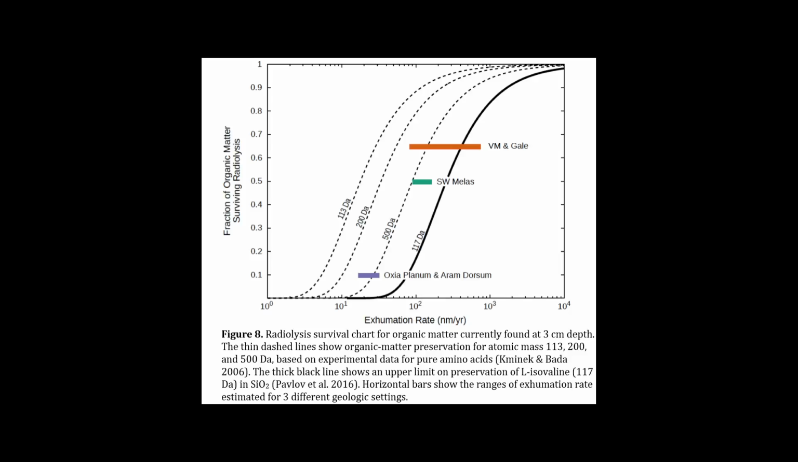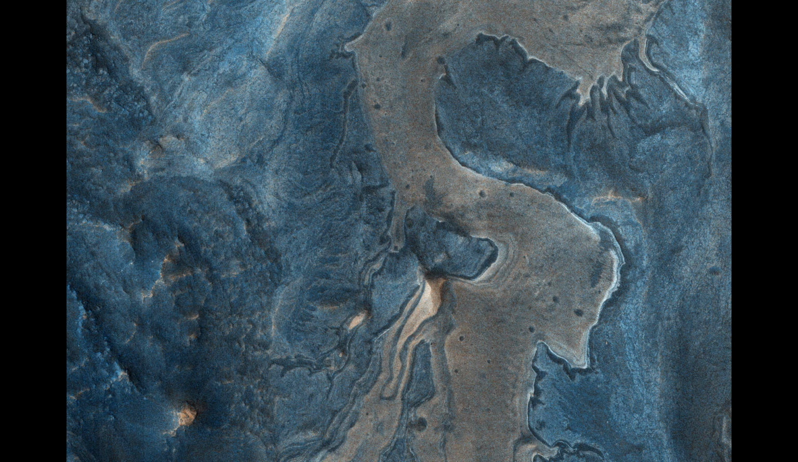With the erosion rate, the authors were then able to calculate the probability of organic matter surviving radiolysis at each location. The Valles Marineris and Gale locations were calculated to have undergone 100 to 1,000 nanometers a year of erosion, and therefore about 65% of any complex organic matter surviving radiolysis. The southwestern area of Melas Chasma was determined to have about half of any complex organic matter surviving, but due to the belief that it was the site of an ancient lake makes this site a good destination for future missions.